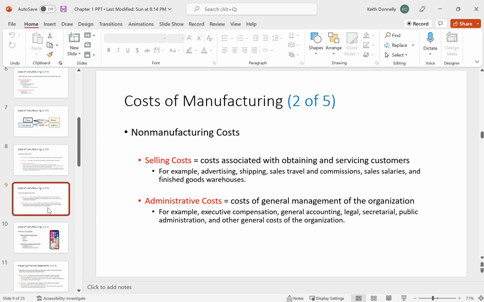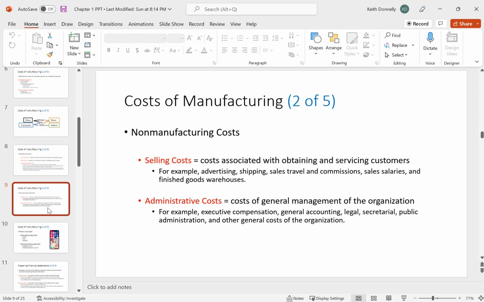In distinction, right, we have non-manufacturing costs, and this is broken out between selling costs and administrative costs. Selling costs are those costs associated with obtaining and servicing customers. So, hey, how would you obtain customers or service a customer? That would be things like advertising, shipping, sales commissions, sales salaries, things in the finished good warehouse, basically things that happen outside of and after the product is made, right? So, hey, we have our product, we need to advertise for it, or we need to ship it, right? Those would be selling costs.